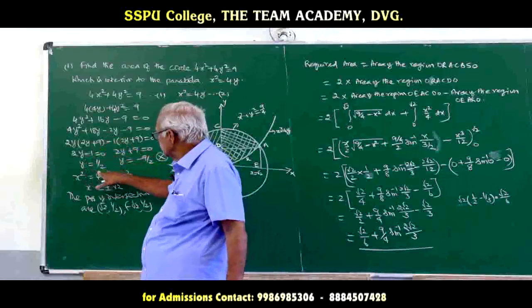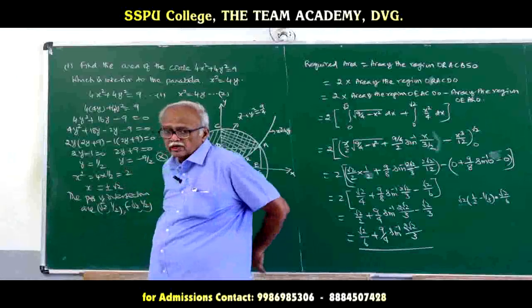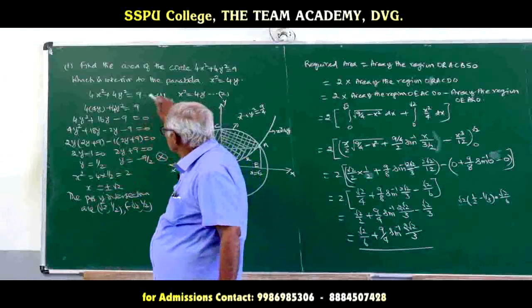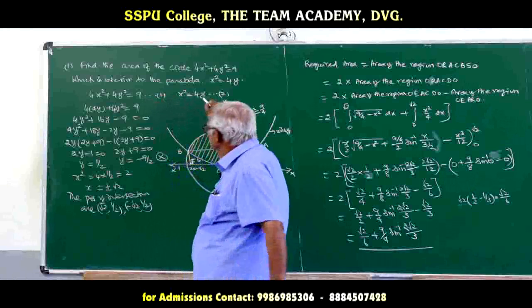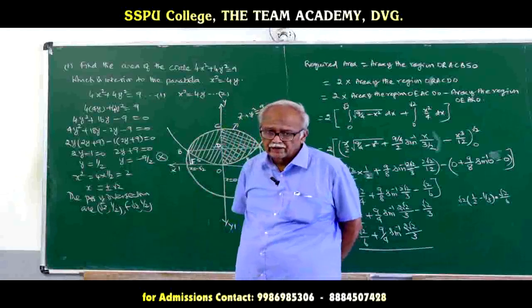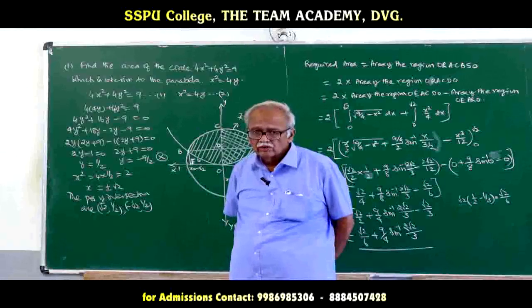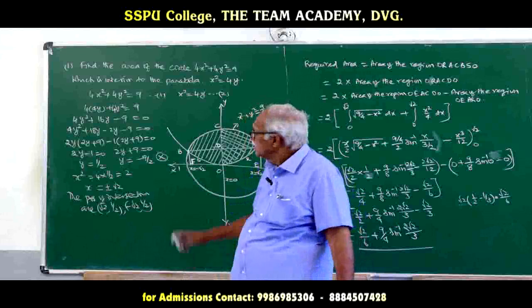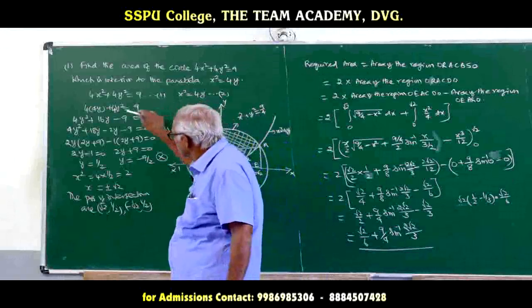We get y is equal to 1 by 2, y is equal to minus 9 by 2. But y is equal to minus 9 by 2, we cannot take it, because in this equation x square is positive, y cannot be negative. So, x square is always positive, so y cannot be negative. So, this is rejected, and y is equal to 1 by 2 is considered.